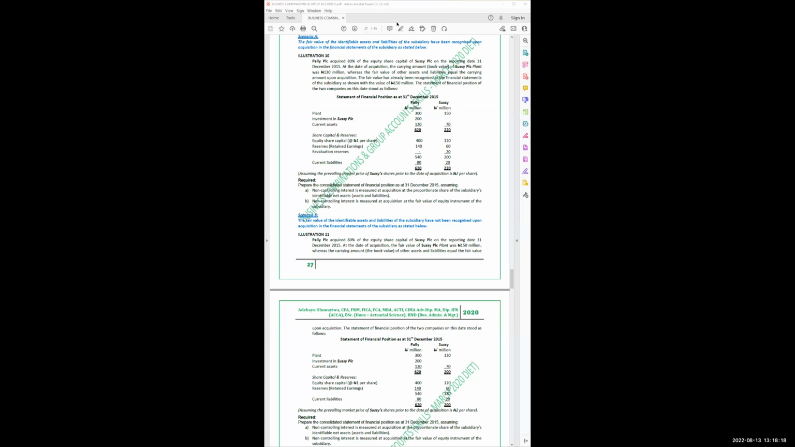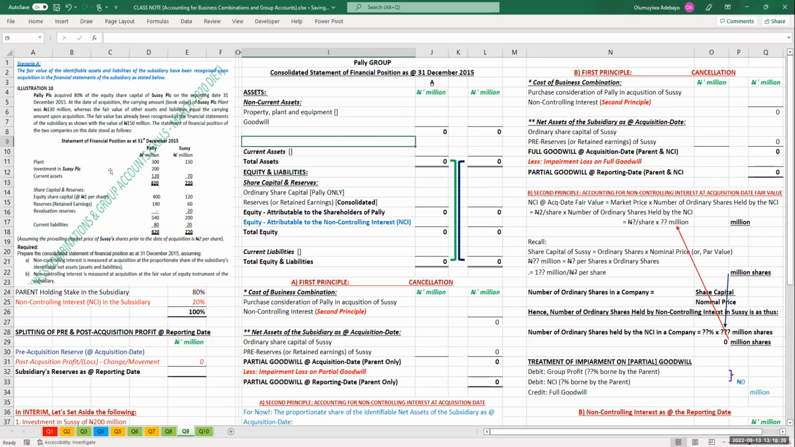Now let us switch to our model and try to provide solution to it the way it is. Now the question is shown here. And our parent, which is Pali, has 80% stake here. And before, we've modeled it. And once you say it's 80%, it gives NCI 20%. And once you say it is 90%, it gives NCI 10%. Okay, that's what you do in practice. You model your things by way of creating a template. And that makes it much easier.